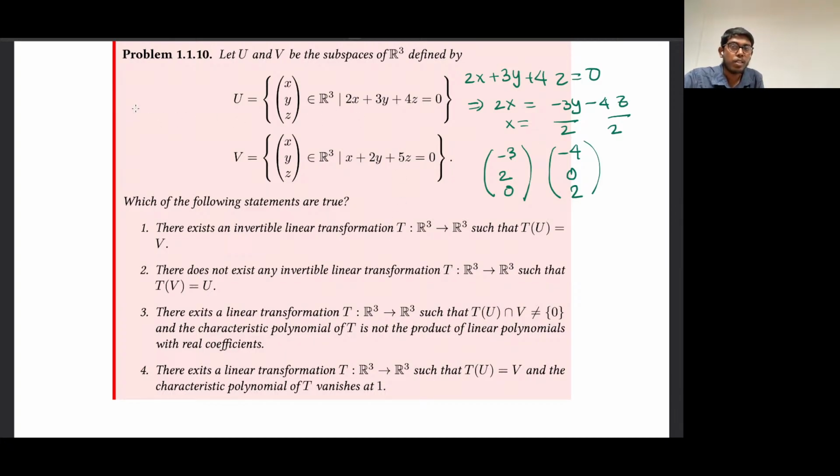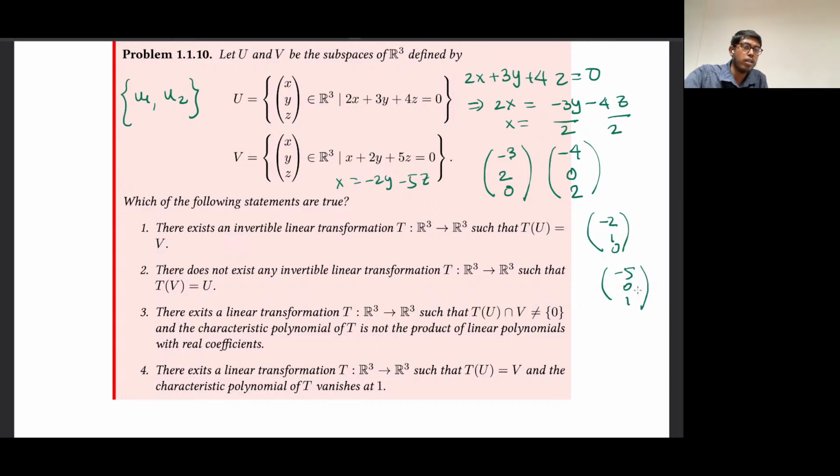So this is a basis. I'll name it U1 and U2. Similarly, V has x equals minus 2y minus 5z, so I'll take minus 2, 1, 0 and minus 5, 0, 1. Again, I'll name these V1 and V2. So U and V are both two-dimensional. I wrote down U1, U2, V1, V2. Now what is the first option? There exists an invertible linear transformation T which sends U to V.